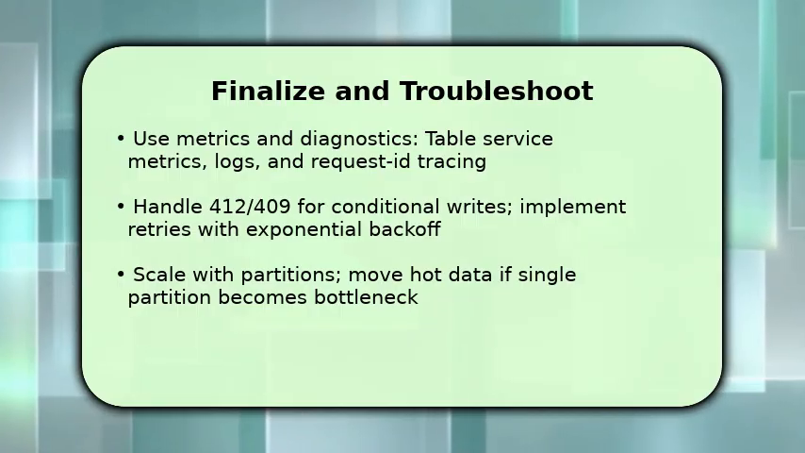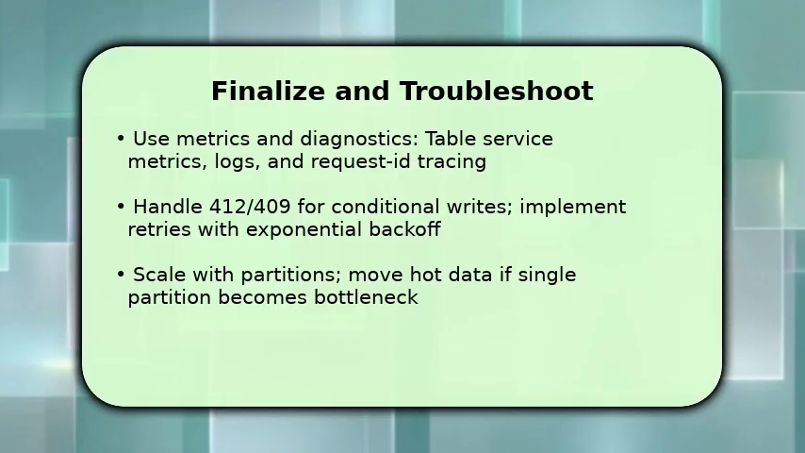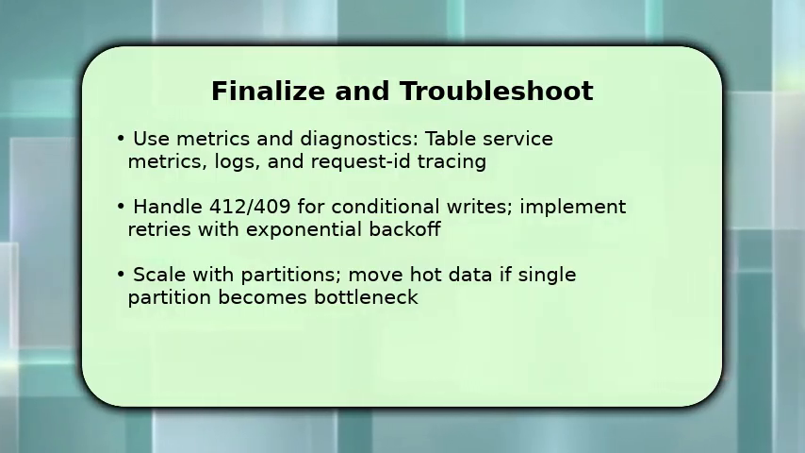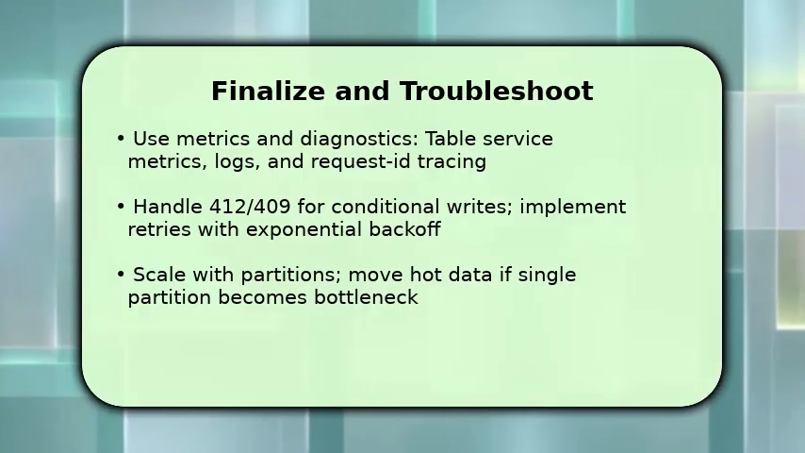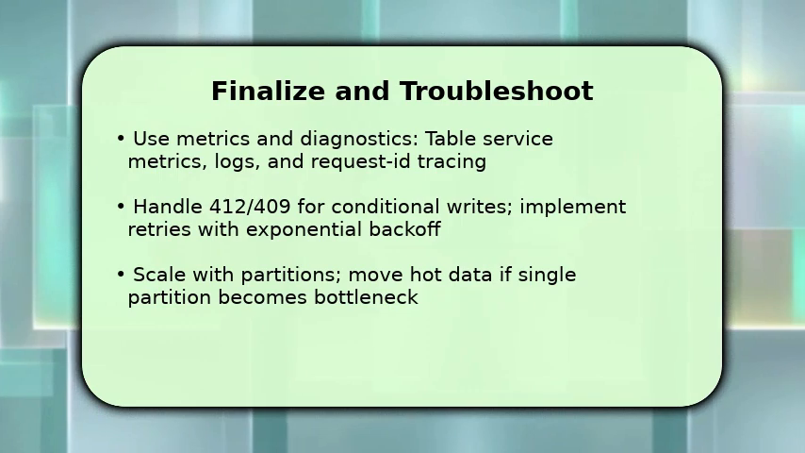If you encounter performance limits, repartition hot data and redistribute keys. Copying to a new table with adjusted partition key strategy is often necessary. One tip: if requests are throttled, inspect request ID and throttling.